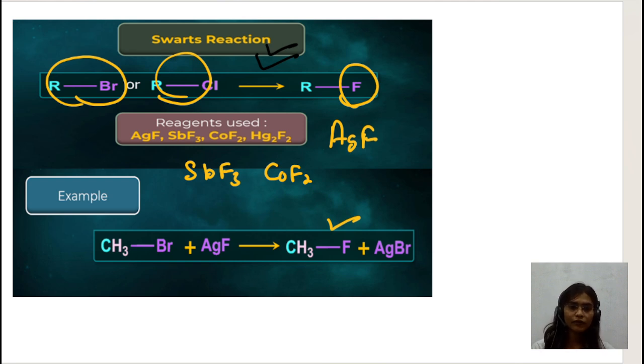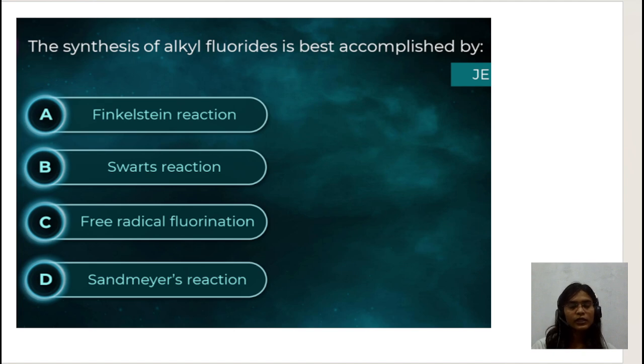Let's discuss a question. Please answer this question, everyone. The synthesis of alkyl fluoride is best accomplished by which reaction? Option A, option B. Fluorinating reagent means a fluorine donor, the thing which donates the fluorine. Okay, I guess it's an easy answer.